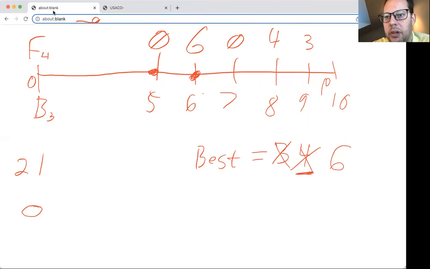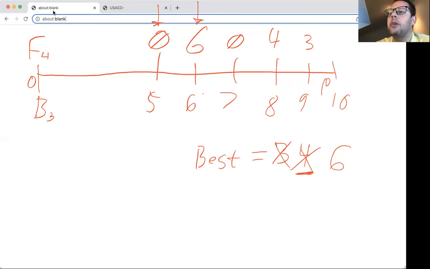Anytime I hit a stop of 0, Bessie won't stop there. Anytime I hit any other number that's not a 0, Bessie will stop there and wait until Farmer John catches up. So let's look at how this algorithm is going to work. And the other thing to watch out for is we don't want to check every single X position.